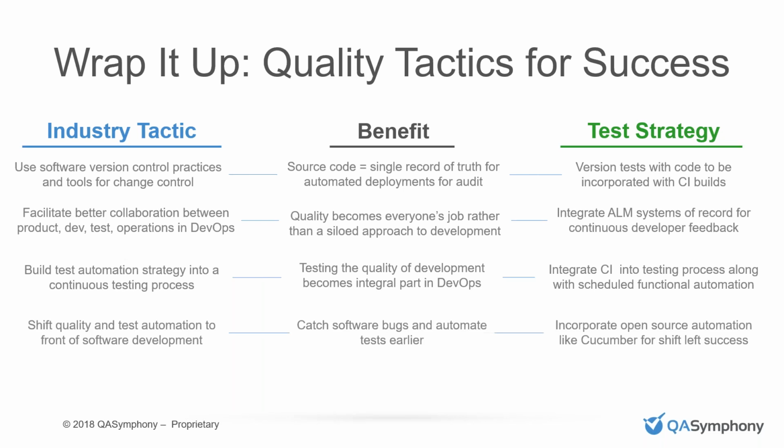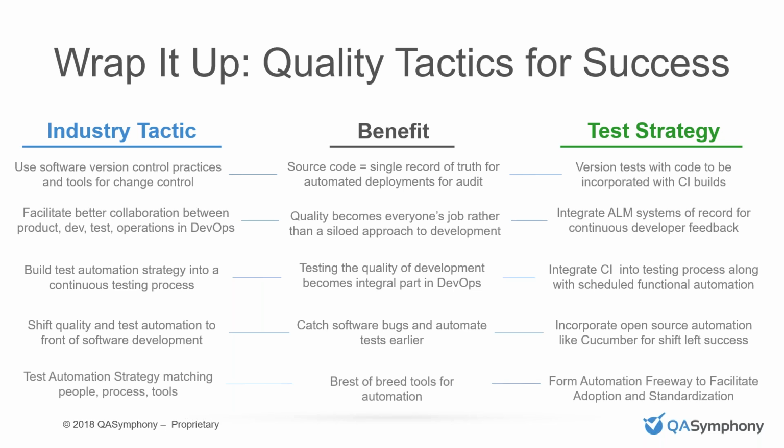The next thing is looking at shifting quality and test automation in front of your development process, right? We talked about test-driven development, behavior-driven development, being able to catch bugs earlier and automate tests earlier, right? The test strategy for that would then look into open source automation like Cucumber for shift left success. So again, not everyone is going to be doing BDD. I think only around 16 to 18% of organizations say they actually do behavior-driven development, which means they probably use a tool like Cucumber for that. But really, it comes down to this: can we shift quality left?